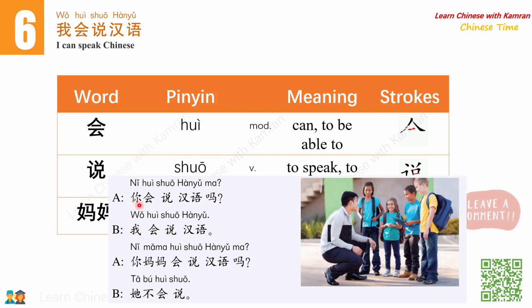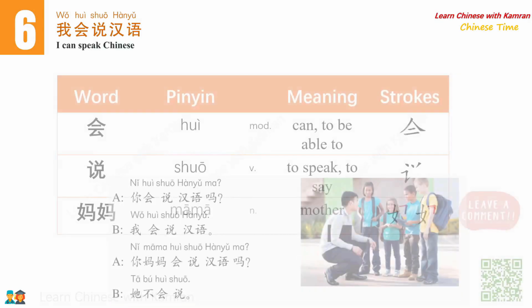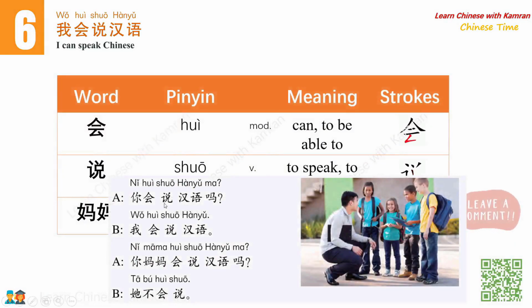After learning these words, now we can move to the dialogue again. So first question is 你会说汉语吗? Can you speak Chinese? 会说, are you able to speak 汉语, Chinese? Answer is 我会说汉语, I can speak Chinese. And then 你妈妈会说汉语吗? Can your mother speak Chinese? 她不会说, she can't speak.